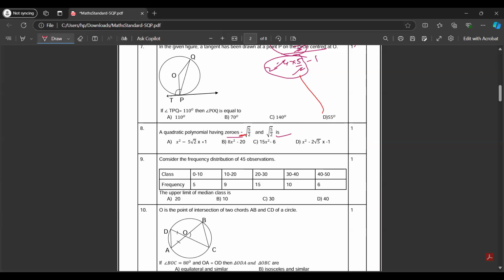Is this a minus sign or a plus sign? Minus and plus, they have given both. So it will be this only, na? Root 5 by 2, but that option is not there. So we have got only 2x square minus 5 by 2 only. This is our polynomial.